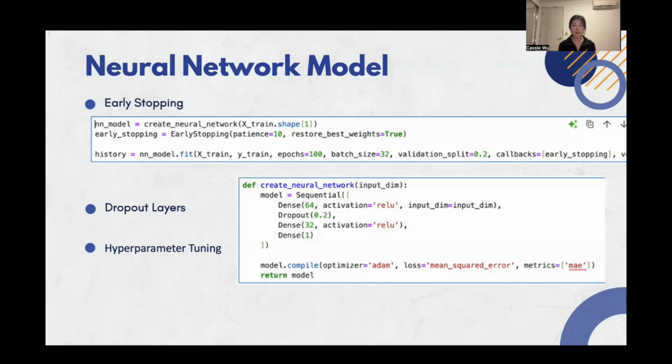The second one is dropout layers. These were added to mitigate overfitting by randomly dropping neurons during training, forcing the network to generalize better. The last one is hyperparameter tuning. We conducted an extensive grid search on hyperparameters like batch size, learning rate, and the number of neurons to find the optimal configuration.